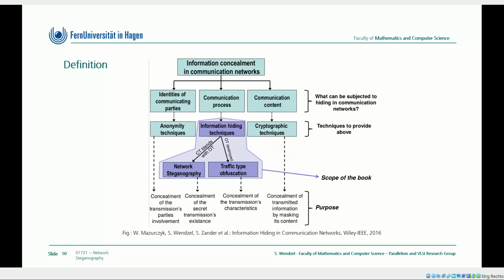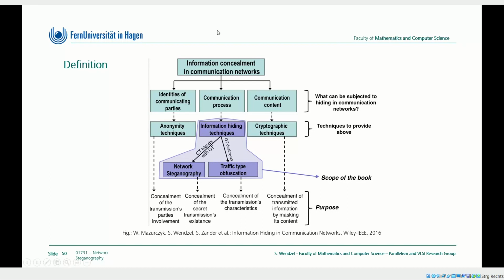It shows how information concealment in communication networks can be divided into three components. First of all, we can hide the identity of communicating parties. This is realized with anonymity techniques, while we could also hide the content of a communication. This can be done with cryptographic techniques. We encrypt the content, then it's not perceivable anymore by third parties.